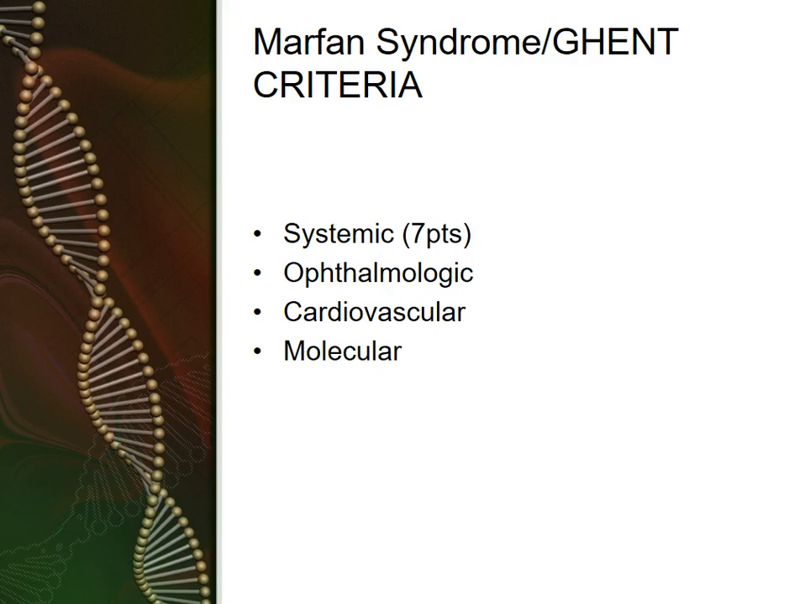The next disorder we're going to talk about is Marfan syndrome. And the GENET criteria with Marfan syndrome, there's actually 4 components to the diagnosis of Marfan syndrome: systemic features, or outward features, ophthalmologic features, cardiovascular, and then molecular.